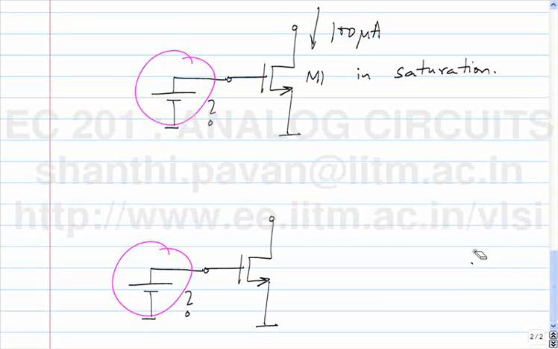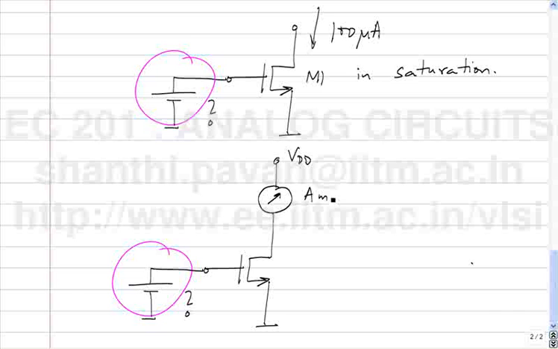Yeah, but I don't know what VGS I need. So what would I do? What's the best bet? Choose a large VD, not so large that it will blow the transistor, but a sufficiently large VD. So let me call that VDD. And I need to measure the drain current, which means I will put an ammeter.